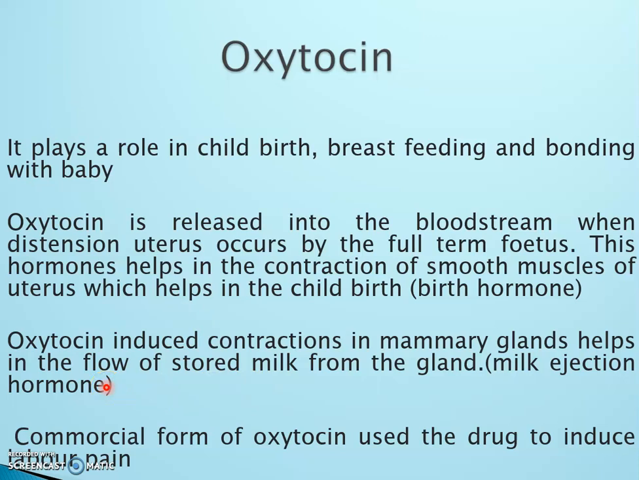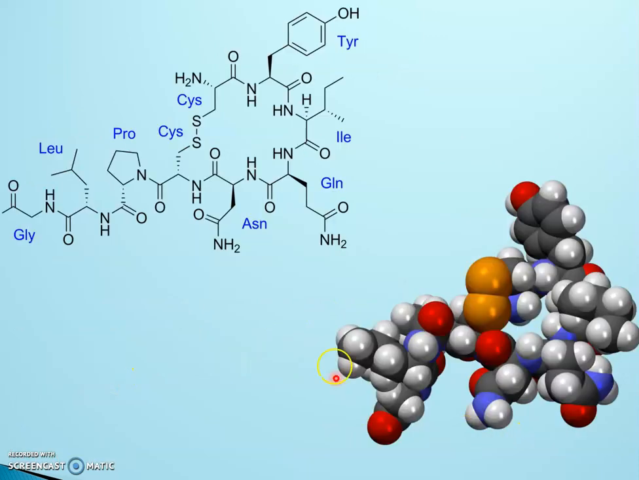Commercial forms of oxytocin are administered to pregnant ladies to induce labor. So oxytocin is a very important hormone connected to childbirth and breastfeeding. The commercial forms are also widely used as drugs which induce labor. This is the structure of oxytocin. Oxytocin is a 10 amino acid peptide. Here also there is a cysteine molecule. We can see a disulfide linkage between the cysteine molecules.